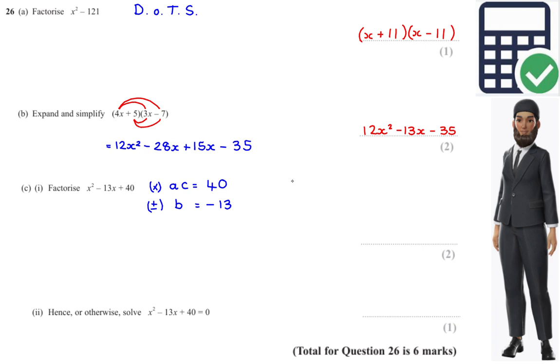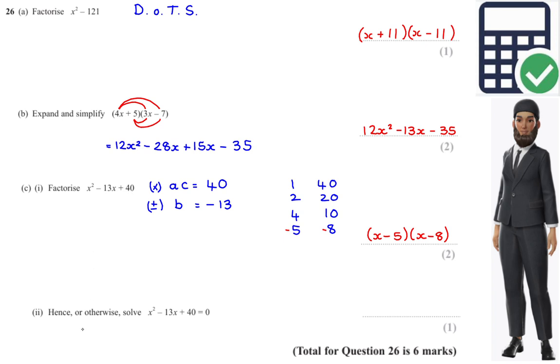So let's list the factors of 40. It will be 1 and 40, 2 and 20, 3 doesn't go in, 4 multiplied by 10, and 5 and 8. We need it to combine, either add or subtract, to give us minus 13. So it's clearly going to be the last combination. We should end up getting something like this, which would be x minus 5, because we need a minus 5 and a minus 8, x minus 8, so that if we expanded it, you'd get x squared minus 8x minus 5x, which gives us minus 13x, and then minus 8 times minus 5, which gives us plus 40.